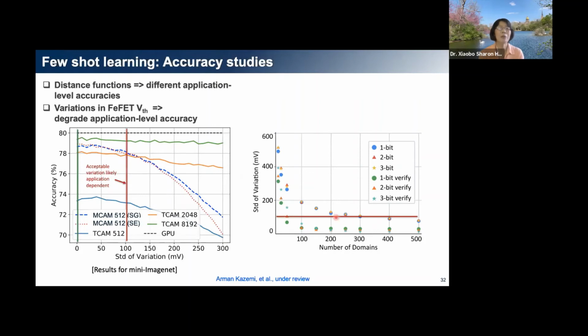Now, suppose your application says, I can accept this level of accuracy, let's say, and then we need 100 millivolt standard deviation. In this case, coming back to here, we see only these type of choices are valid, and the other type of choices are not valid. So this tells us what the dimensions are and whether we need to verify or not in order to satisfy this particular accuracy requirement.